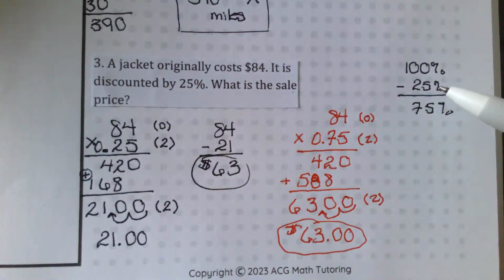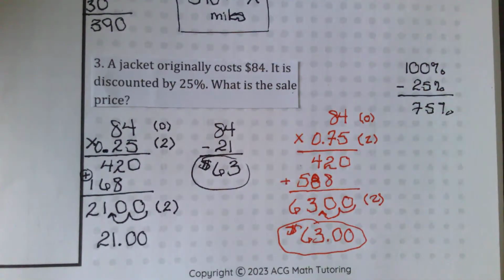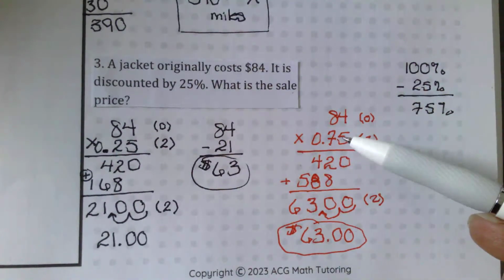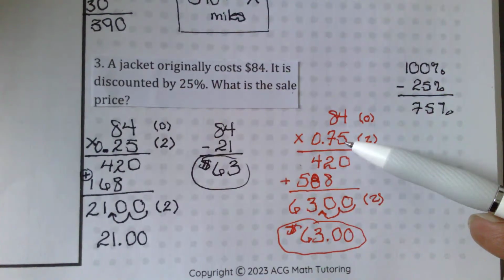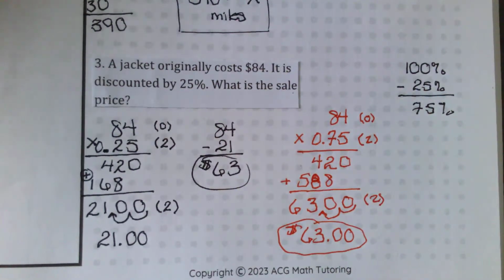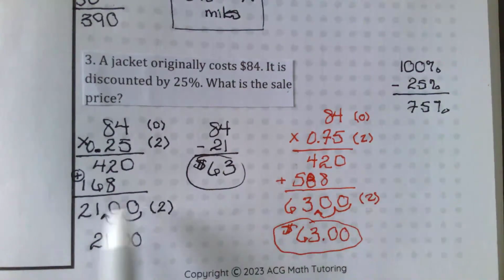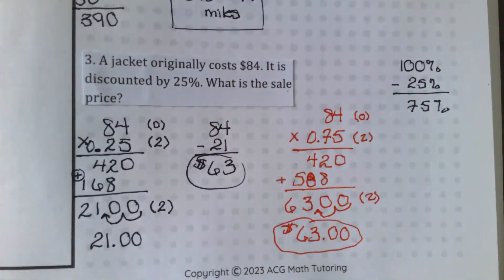So if 25% is being taken from the full value of any of the 100%, that means you have 75% remaining. And that is the amount of percentage that remains on the jacket. All right. So you have choices. I like to give you guys choices so you can see where all this is coming from.